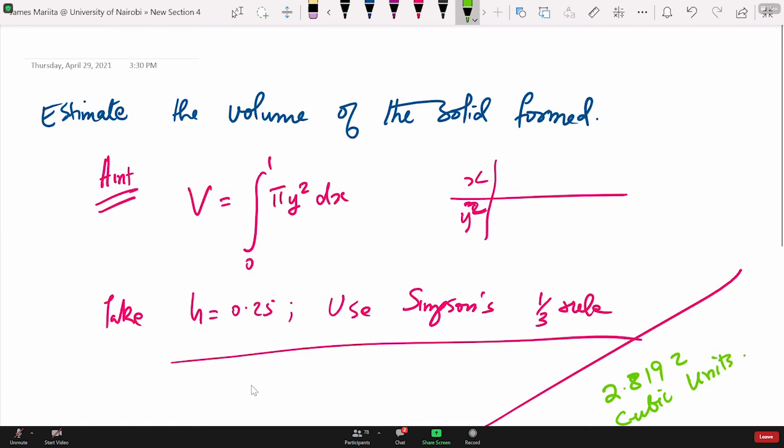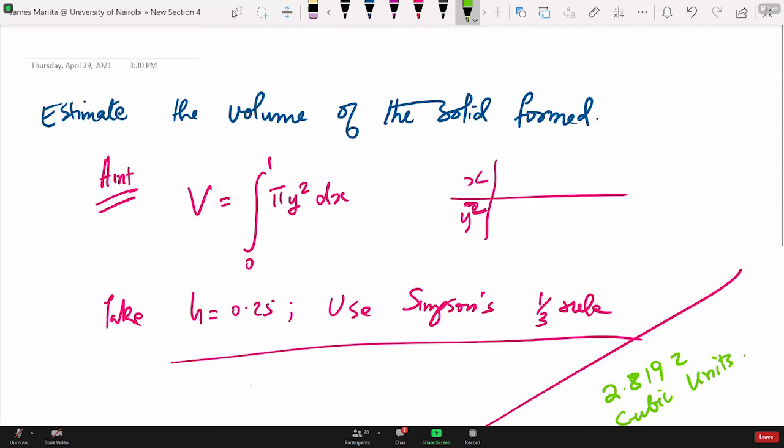Excuse me. Yes. Okay. How do we know which formula to use? You will be told, but this one is a bit open. You'll be required to work it out using either Simpson's 1/3 rule or the 3/8 rule, or whichever you will be asked to use. Any other question?